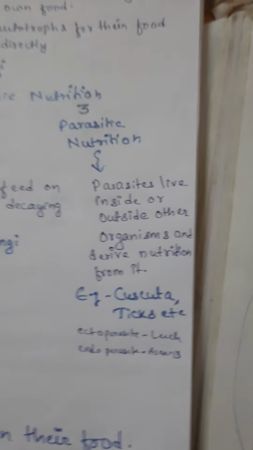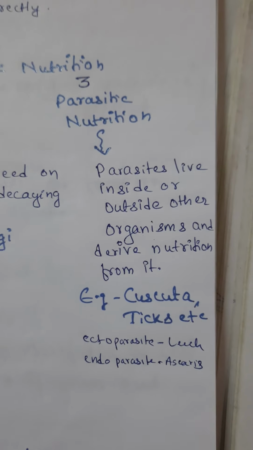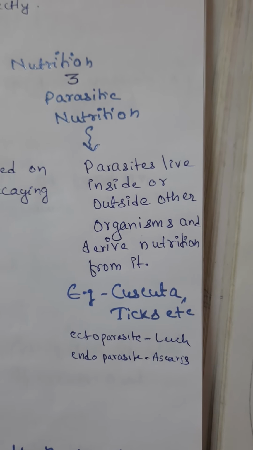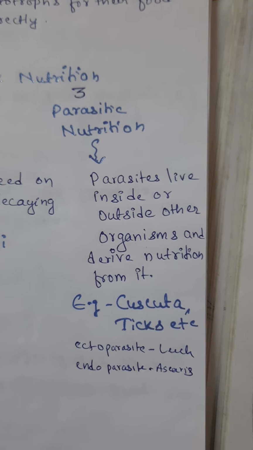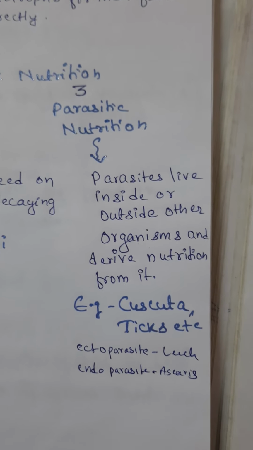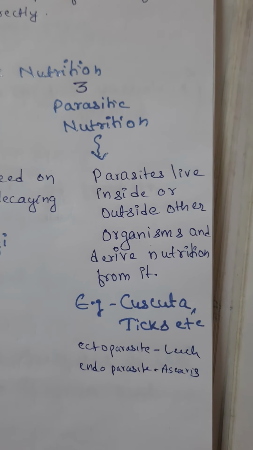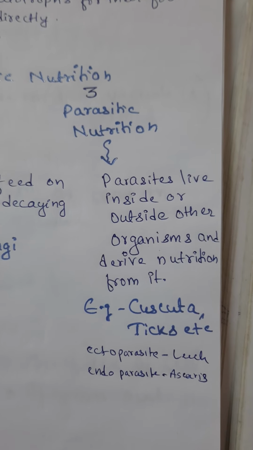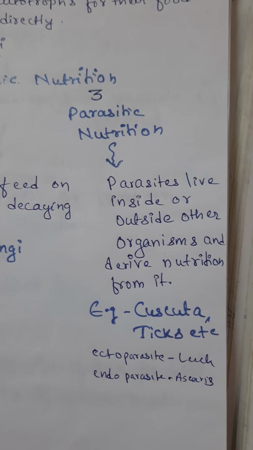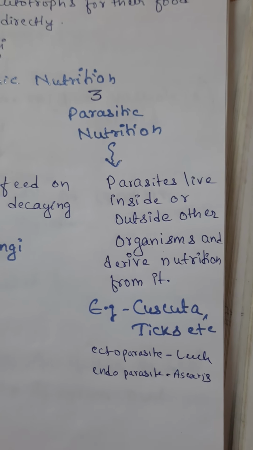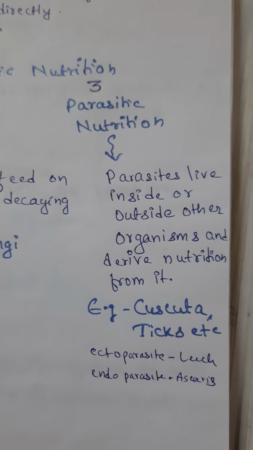And the third type of heterotrophic nutrition is parasitic nutrition. These organisms live inside or outside other organisms and derive nutrition from them. For example, I think you must have seen the cuscuta plant, that yellow colored plant that is mostly found wrapped around trees, so that they derive nutrition from those trees.